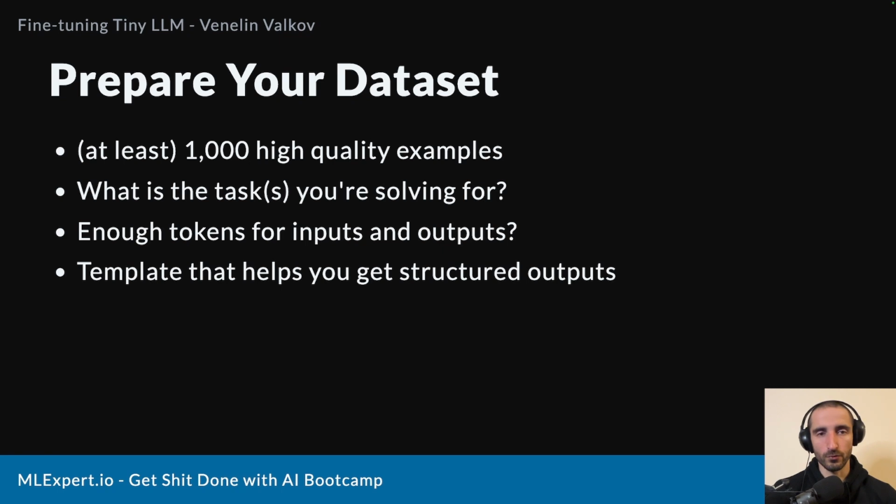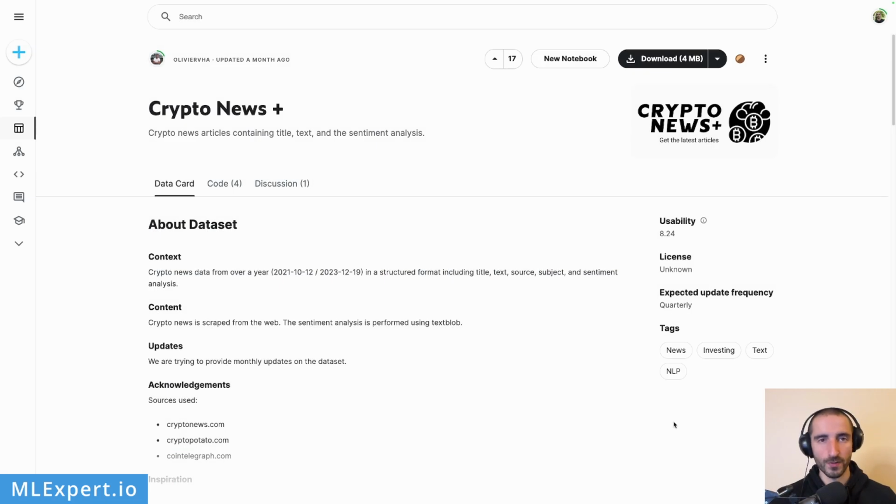And then you would have to think of a template that is going to be essentially good in order to prepare your own data. The dataset that we're going to use is this Crypto News Plus that is available on Kaggle. And it says that those are crypto news articles containing title, text, and sentiment analysis. Of course, the sentiment analysis is probably predicted by some models, so the labels might not be perfect, but still this is a real world example of what you might have.